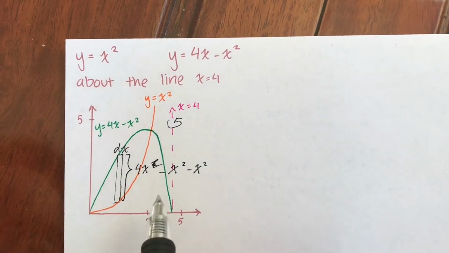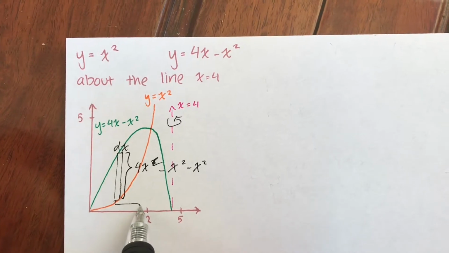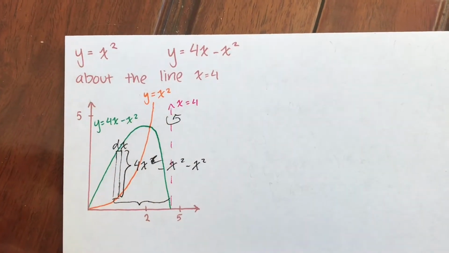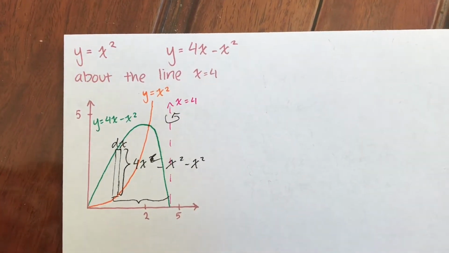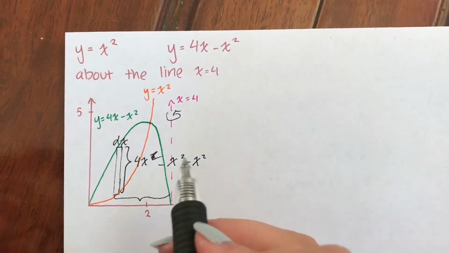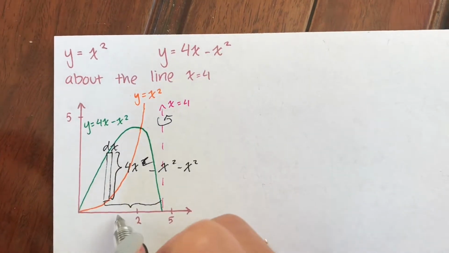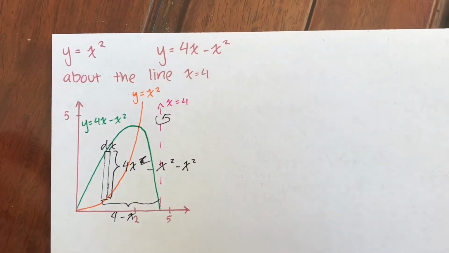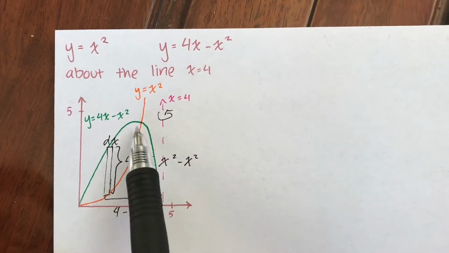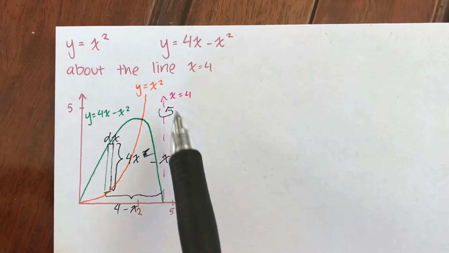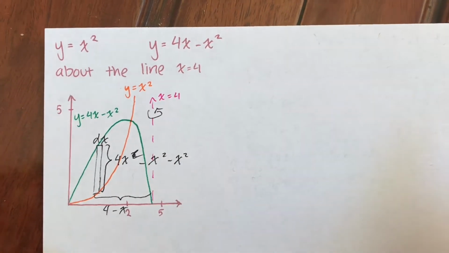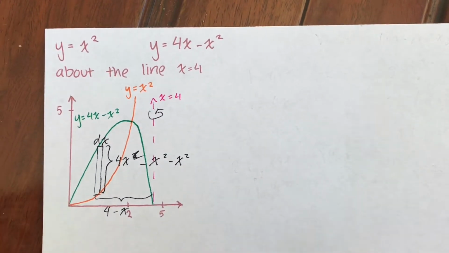And then the radius, from here all the way to the axis of rotation. No, it's not just x. Tricked ya. It's going to be 4 minus x because we only care about this region right here, and you're rotating around this line. Okay? So now we've got to set up the integral.